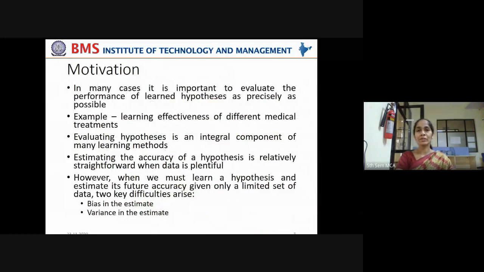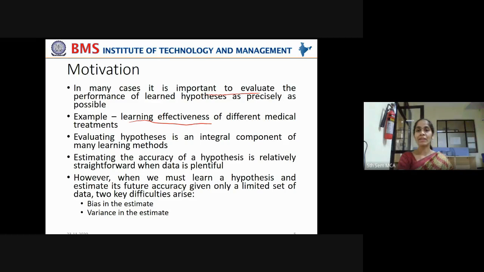Now, what is the motivation behind evaluating the hypothesis? Why do you need to evaluate your hypothesis? Why do you need to examine your hypothesis in depth? In many cases, it is important to evaluate the performance of a learned hypothesis as precisely as possible. Sometimes precision is very much important. Precision means correctness in the accuracy, correctness in the results you get. So highly precise evaluation is required in many cases.